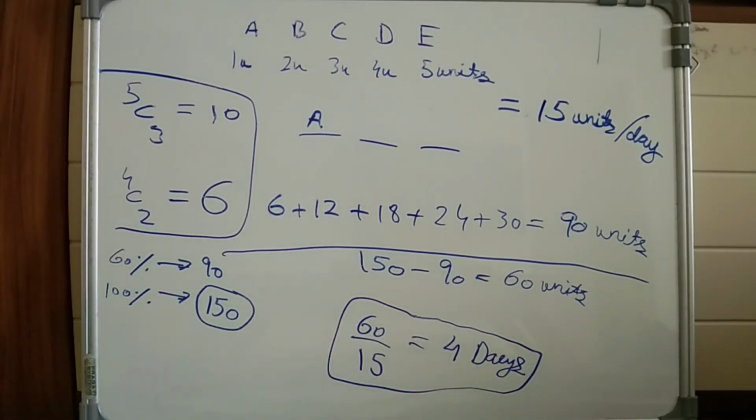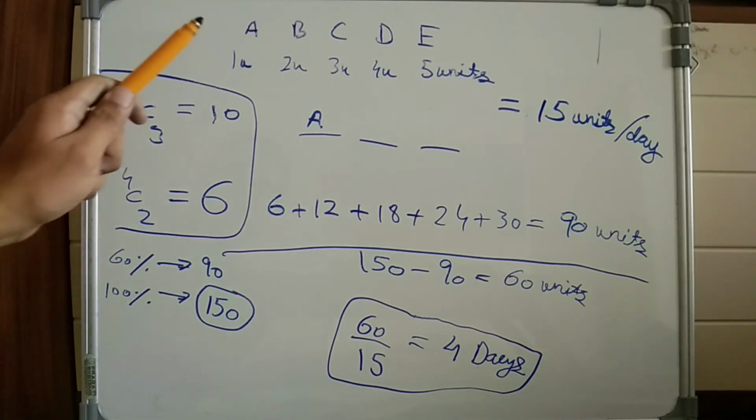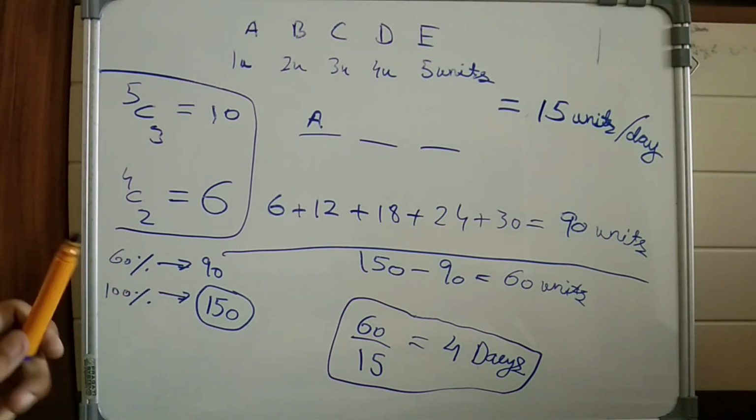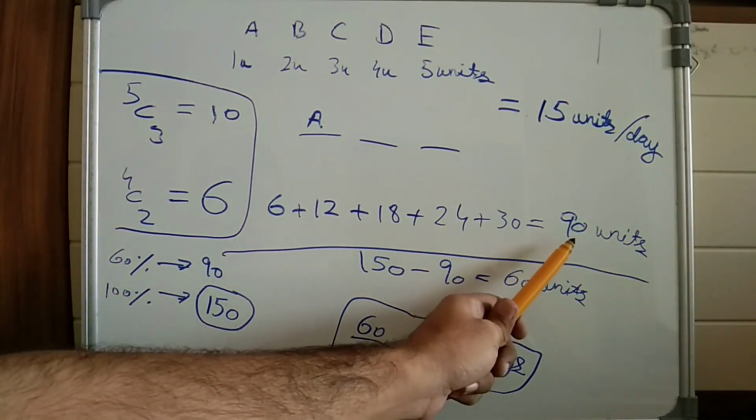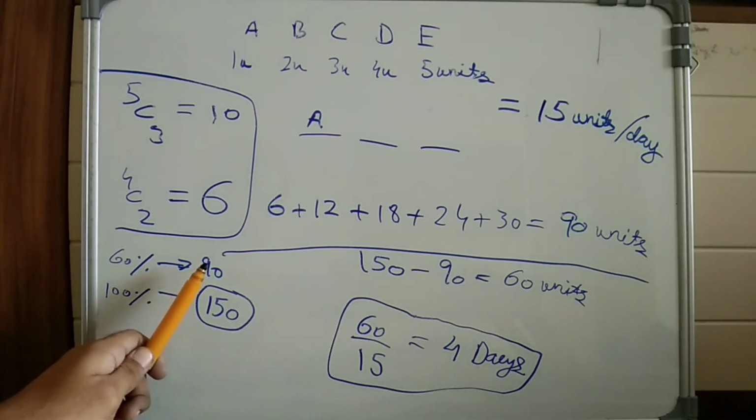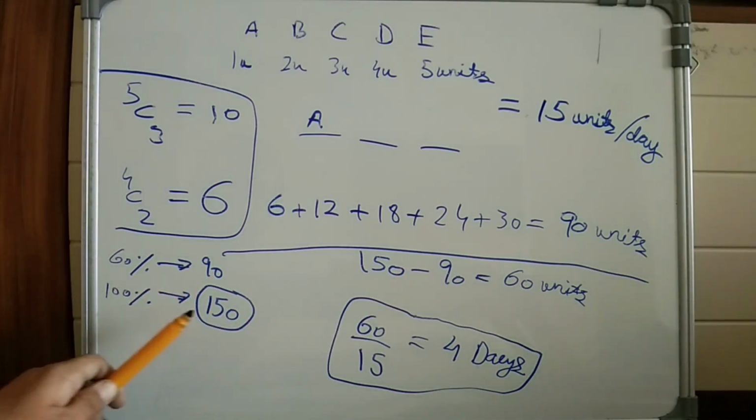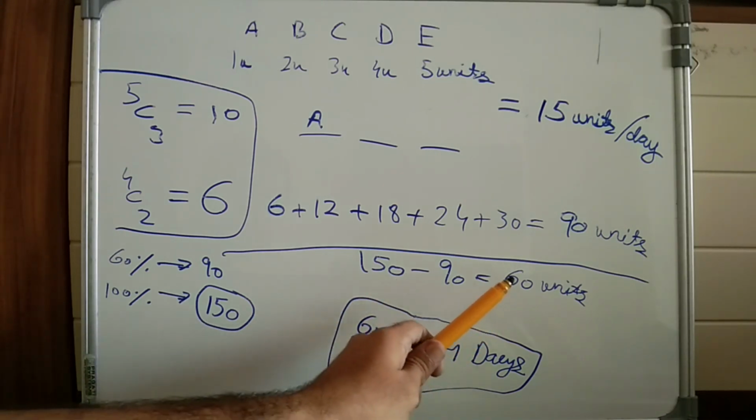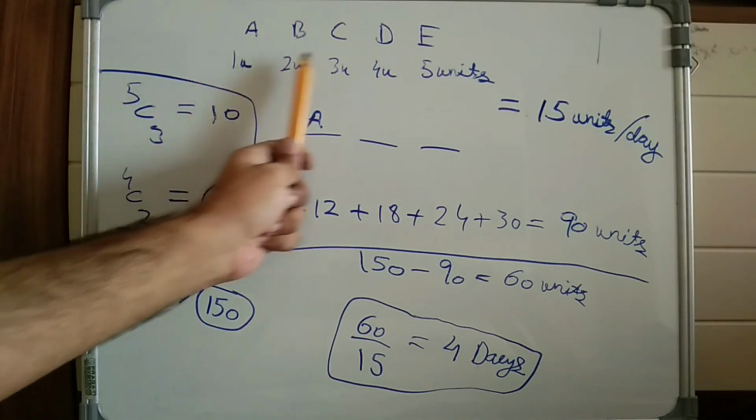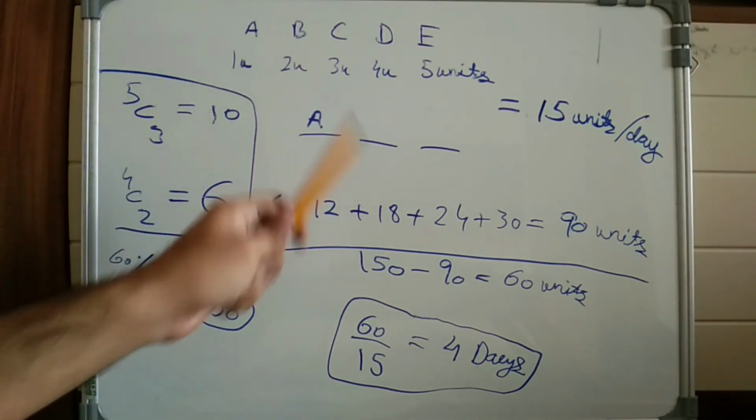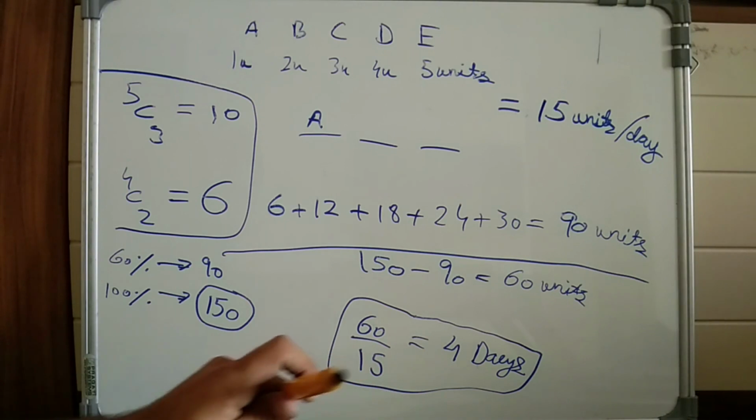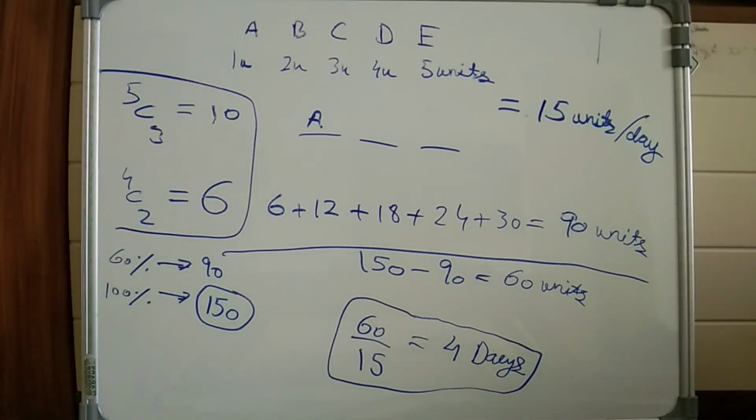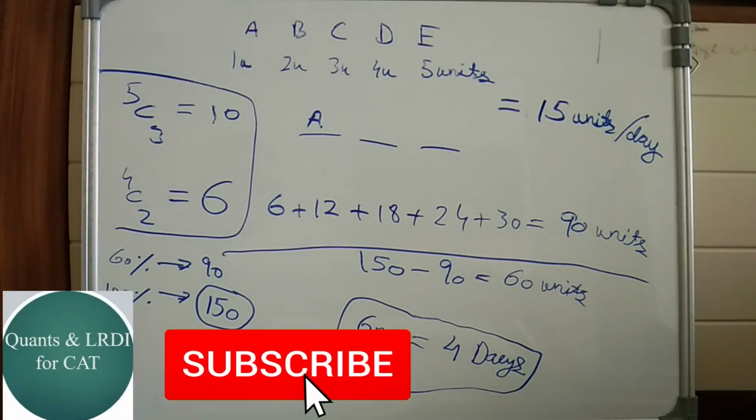Basically what has happened in this question is that all of them are working in groups initially, and they completed 3/5 of the work. If this is 3/5 of the work, what is the whole work? That is 100%, which will be 150. Remaining work will be 150 minus 90, equal to 60. This remaining work is completed by these 5 people working together. So 60 by 15 is equal to 4 days. A little bit of PNC concept is also involved in this question, and that's what makes it a very important question.